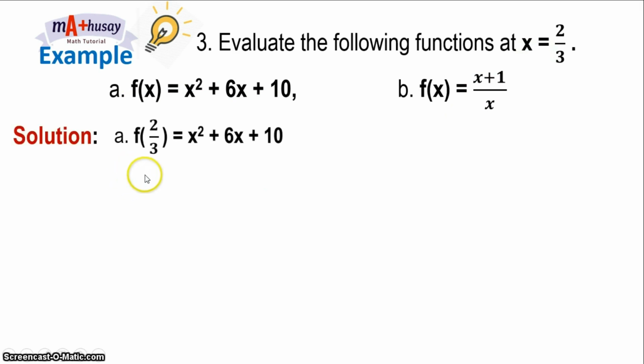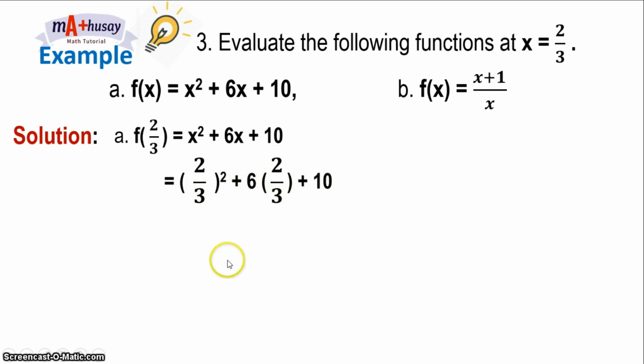So, let's start with letter A. So, f of 2/3 equals x squared plus 6x plus 10. So, isa-substitute natin ang 2/3 sa lahat ng variable x. So, we have 2/3 squared plus 6 times 2/3 plus 10. So, isi-simplify natin ang right side of the equation. So, ang 2/3 to the second power ay 4 over 9. Dahil 2 squared ay 4. 3 squared ay 9. So, proceed tayo sa next.